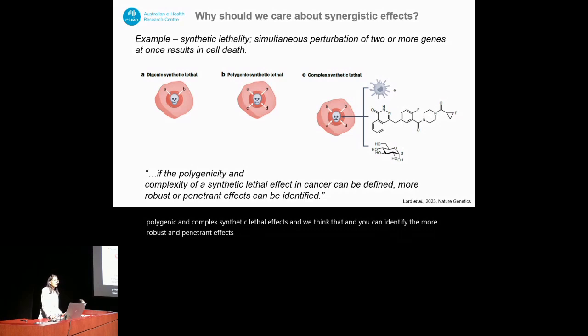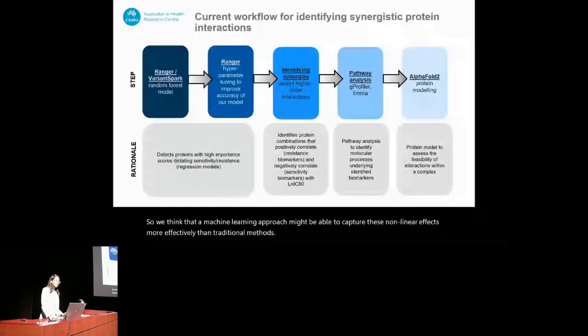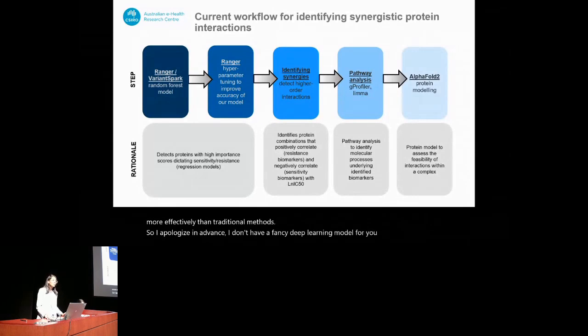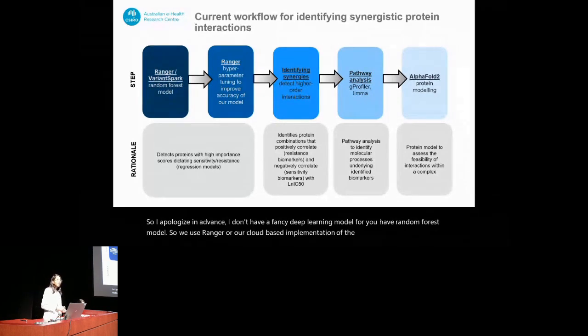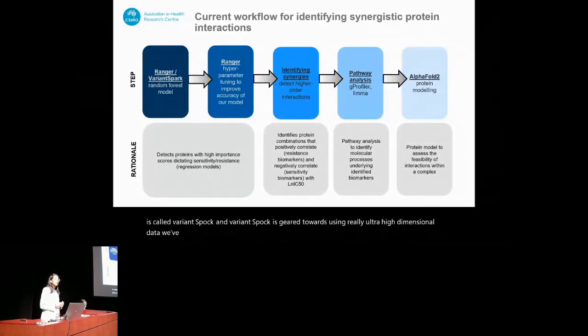So we think that a machine learning approach might be able to capture these nonlinear effects more effectively than traditional methods. So I apologize in advance, I don't have a fancy deep learning model for you, I have a random forest model. So we use Ranger, or our cloud-based implementation of the random forest model, which is called VariantSpark. And VariantSpark is geared towards using really ultra-high dimensional data. We've tested VariantSpark on a data set of 4 million SNPs and about 100,000 samples, and it's the only tool that's able to run the random forest algorithm on such a big data set.